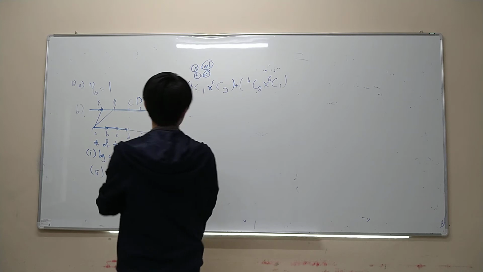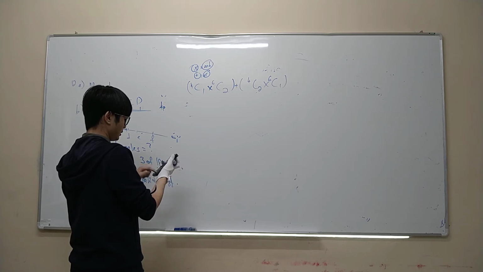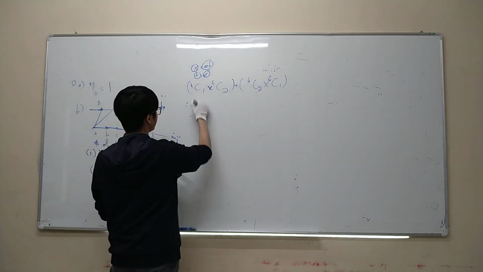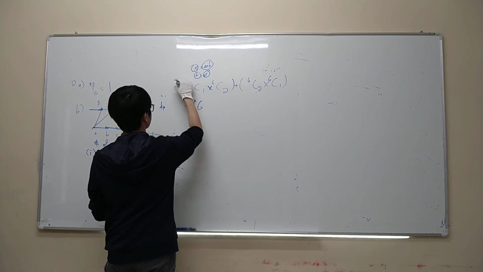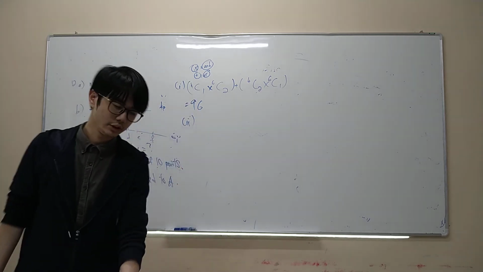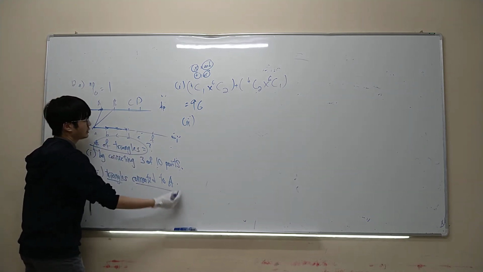So 4C1 times 6C2 plus 4C2 times 6C1. So the answer is 96. So that is the answer for A. Okay, for question 2 here, let's continue. Calculate the number of triangles if triangles are connected to A.